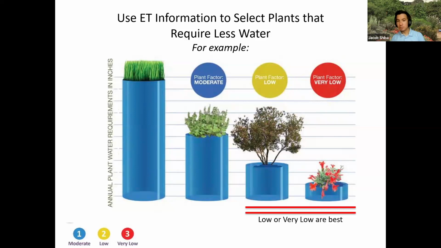So when you're out there choosing plants, keep in mind this idea of how much water these plants are going to use. Is this a plant that you're going to have to irrigate for the rest of its life? Or is this a plant that, once established, is going to be able to thrive off of just the amount of rainfall that we get in a normal year?